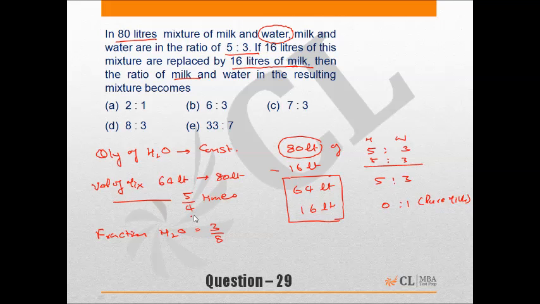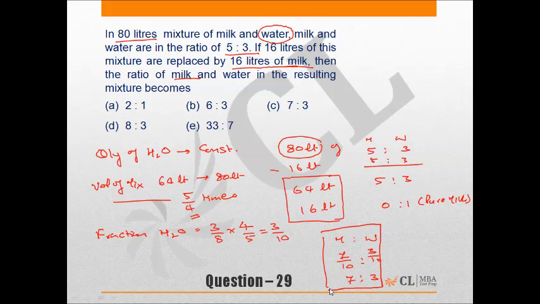If the volume has become 5/4 times, the fraction of milk becomes... the fraction of water becomes 4/5 times. So this becomes 3/10. Since the new fraction of water in the mixture is 3/10, milk to water should be, water is 3/10, so milk should be 7/10. Or this implies milk to water is 7:3.